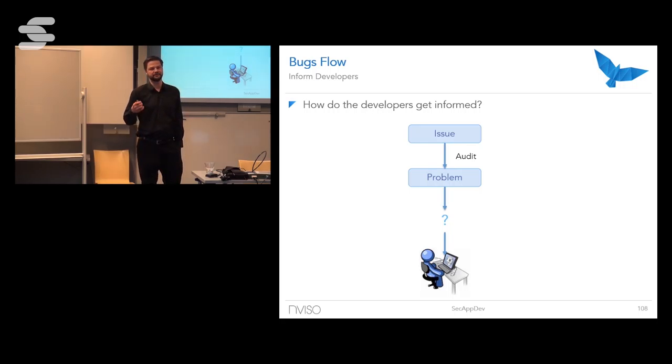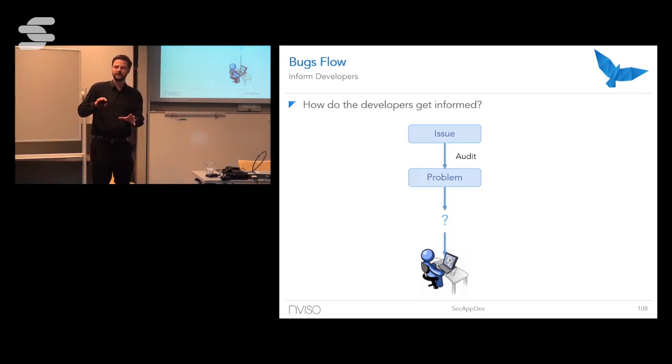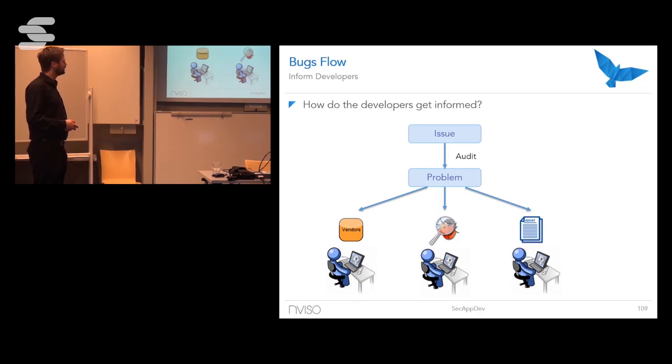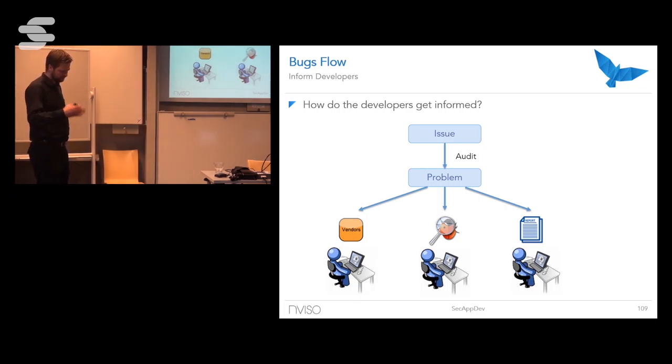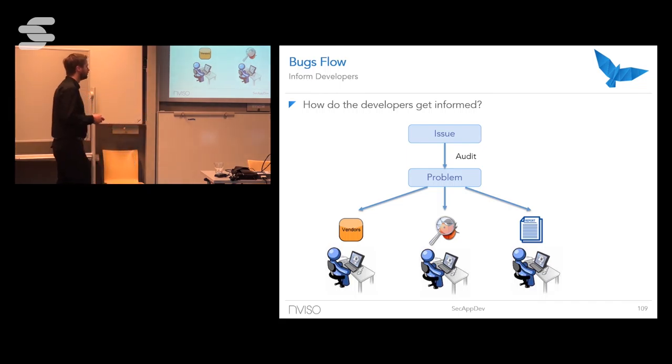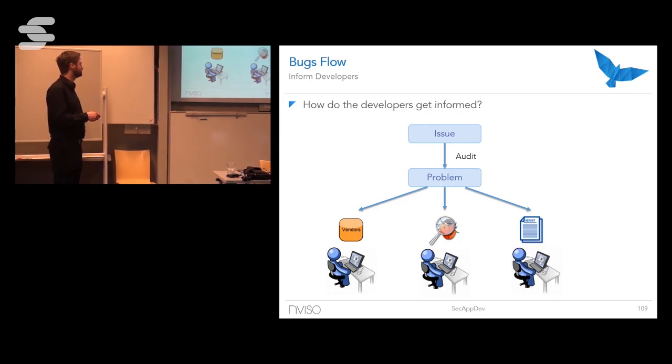So how do you inform developers? That's a very interesting question. If you find your issues and there is a problem, how are you going to inform your developers? I've already said, try to avoid the fight with your developers on is this a real issue or is this not a real issue? But another additional thing that you can do to inform your developers is how are you going to present the results to your developers? Normally there are three ways. If there are more, please let me know.